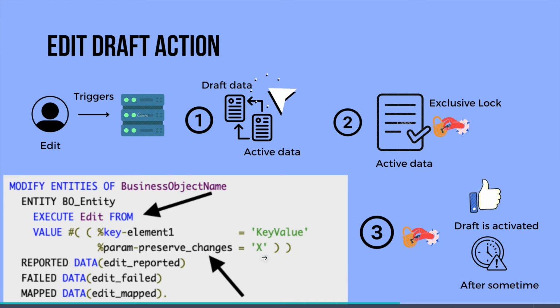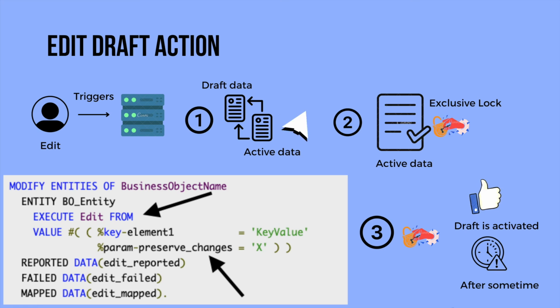So why do we need this preserve changes? It will check whether the active data has any draft instance or not. If it has a draft instance, then it will simply reject your edit request, because it doesn't want to overwrite the already existing data. So if it is false, then it will overwrite the existing draft data that was created by someone else.